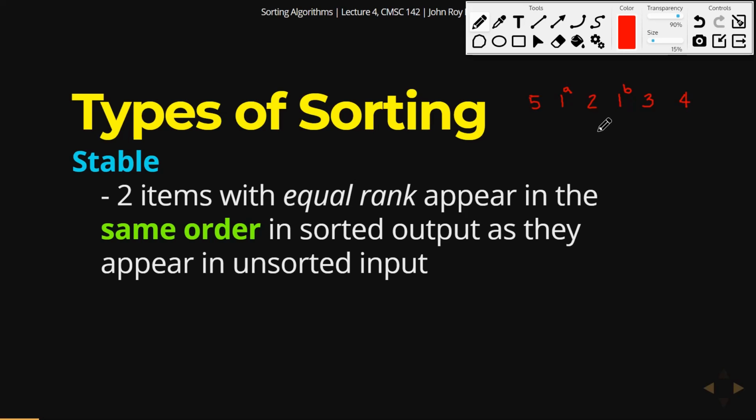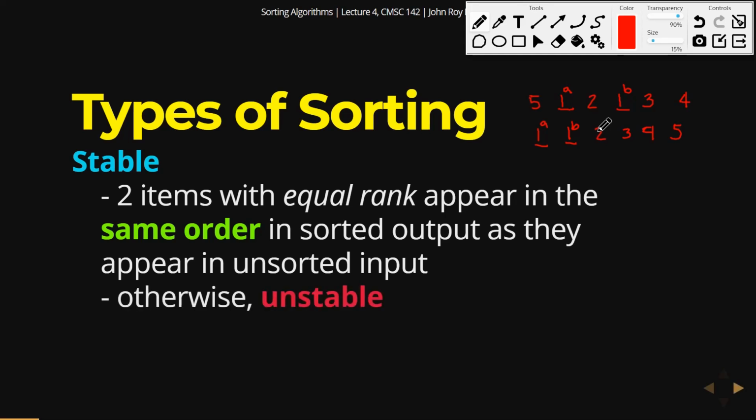If it was a stable sorting algorithm, the result should be something like this, right? 1, 1, 2, 3, 4, 5. But if it's stable, 1A should be the first one here, and 1B should be the second one here, because that is the order that they appeared in the input. Okay? So, if they are tied, they should appear the same way as they did in the input. Okay? That is stable sorting.